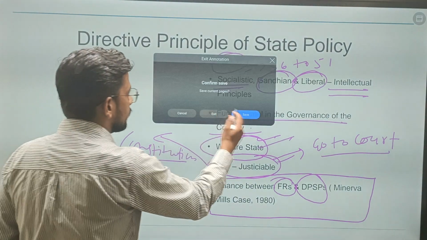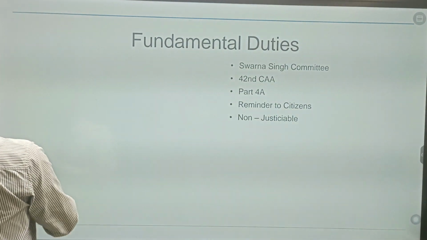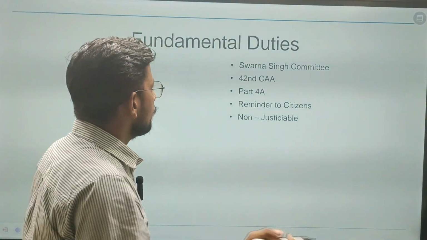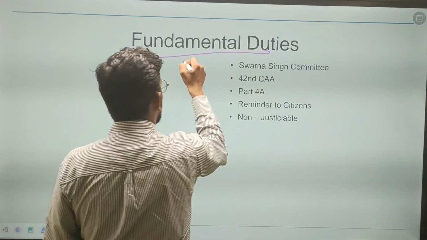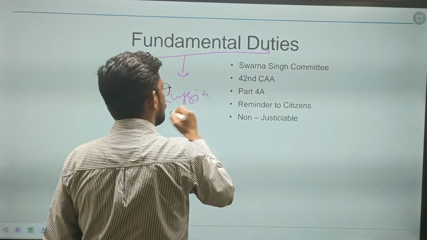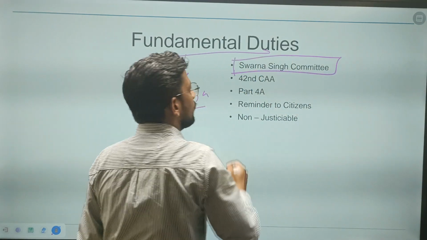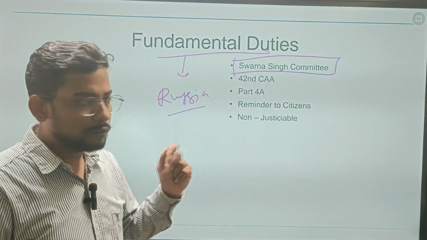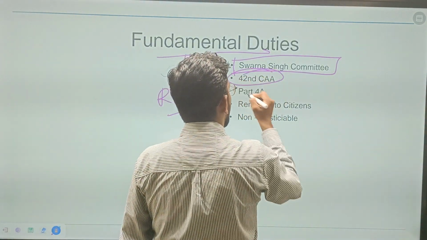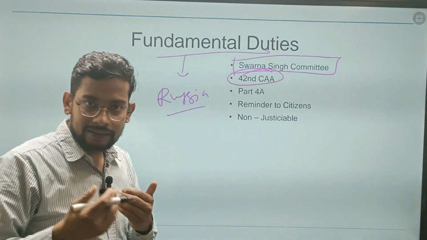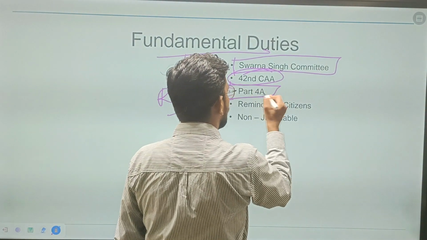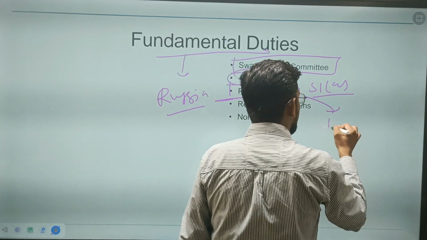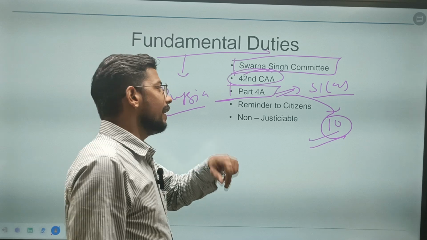Next provisions which we are going to study under this are fundamental duties. We already know our original constitution did not have fundamental duties. We have taken this provision from the constitution of Russia. Okay. So the Indira Gandhi government formed the Swaran Singh committee, and this committee recommended the inclusion of fundamental duties. And to include this, the government brought the 42nd Constitutional Amendment Act in 1976, and that added part 4A under Article 51A. Almost 10 fundamental duties were added at that time.